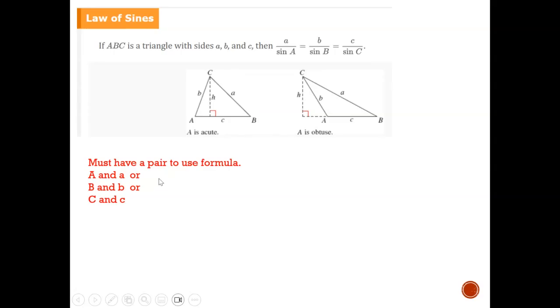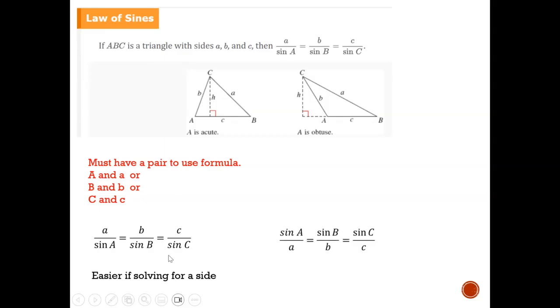Now to use the formula, you must have a pair, for example, angle A with little a, the side a, or angle B with little b, or angle C with little c, side c. You need to have those to use the formula. Again, here it is. This form is easier for solving for a side. And if you use the reciprocal, this will be easier for solving for an angle. Please keep that in mind.